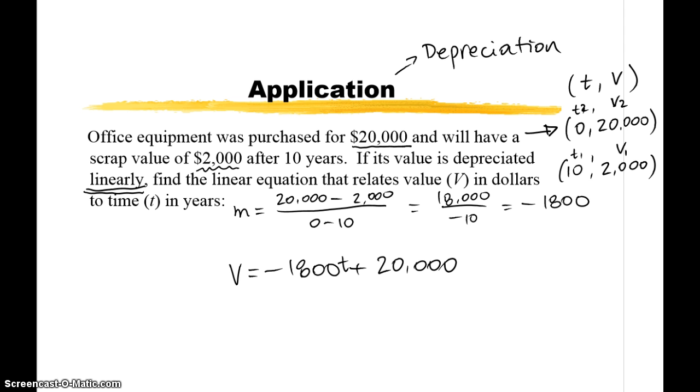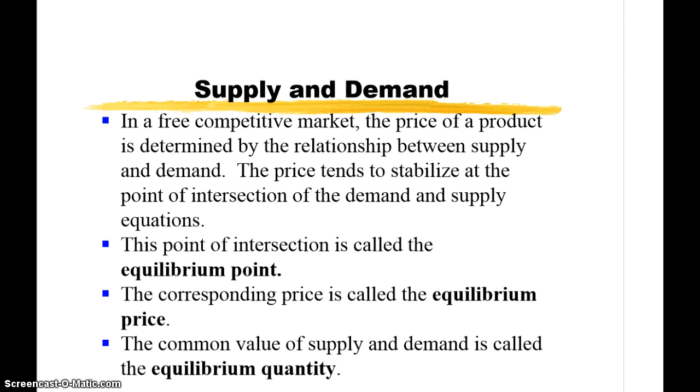Alright, and one other application we are to look at here is supply and demand. So in a free competitive market, the price of a product is usually determined by the relationship between supply and demand. The price tends to stabilize at the point of intersection of the demand and supply equations. Well, the point of intersection is what we call the equilibrium point. And I'm sure you guys read in your text about supply and demand and about the equilibrium point.